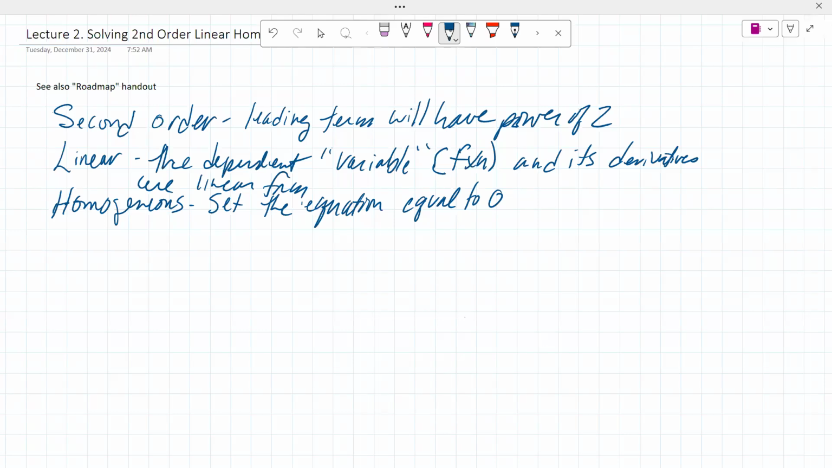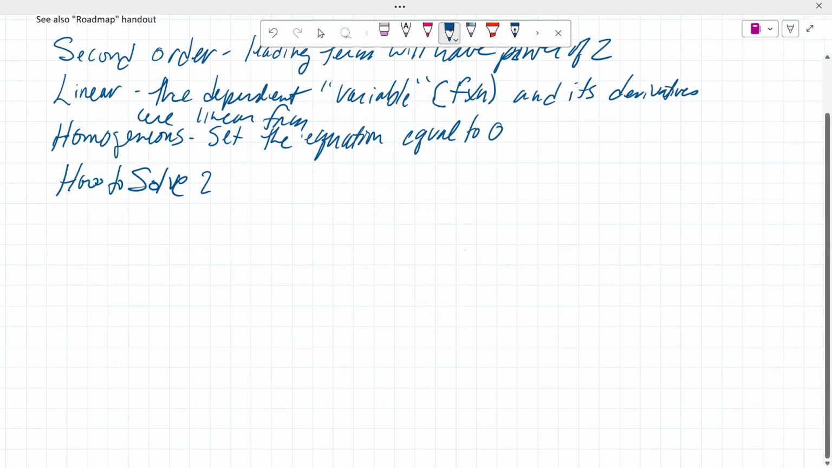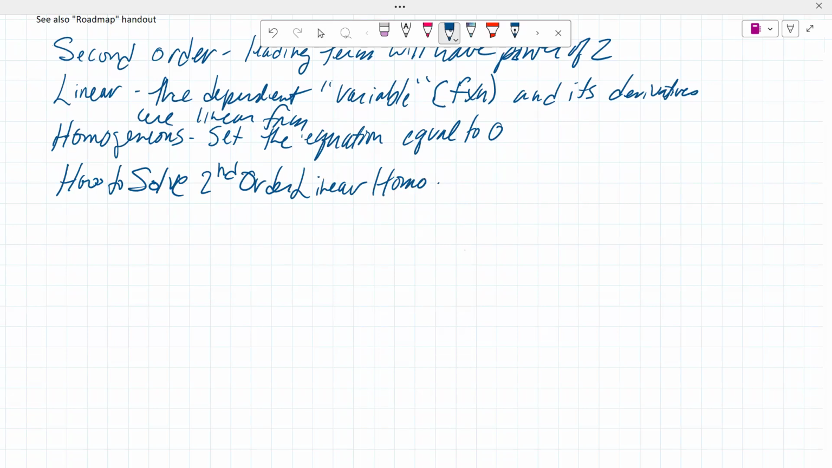So let's get into how to solve these things. How to solve second order linear homogeneous differential equations. All right, what makes it a differential equation? The differential equation part comes from the fact that it's going to have calculus looking stuff in it, right? It's going to have some derivatives in it.